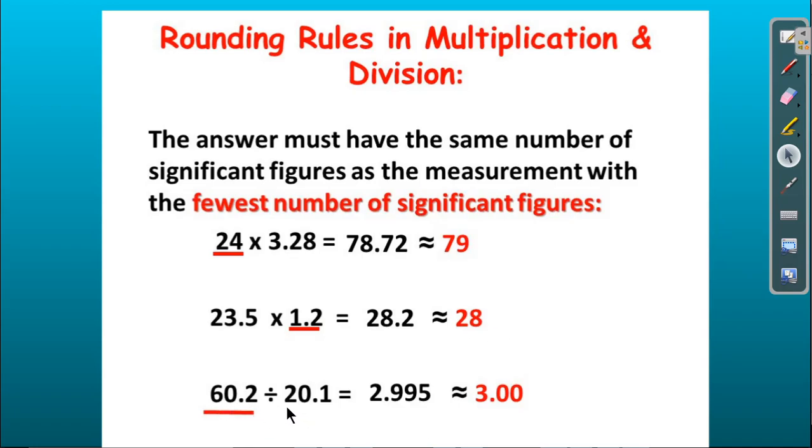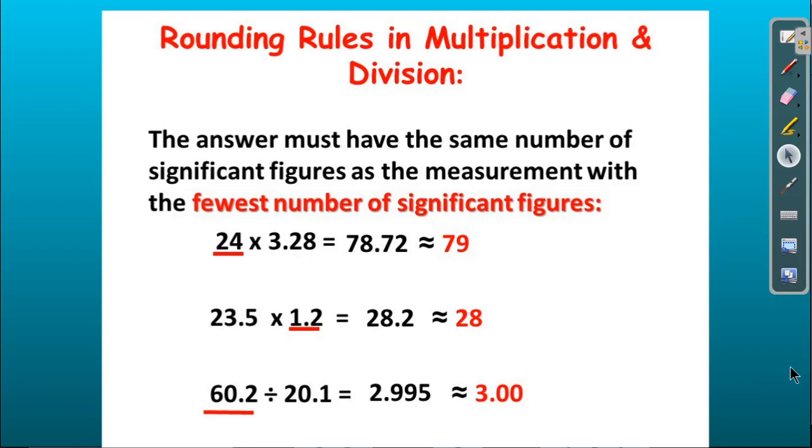3 significant figures versus 3 significant figures, so I need to report 3 significant figures. Here's what the calculator gives me. 1, 2, and 3. I need to stop right here. What happens? This is big enough to round up. And that is the 3, because this becomes a 10, carry over 1, another 10, carry over the 1, is 3.